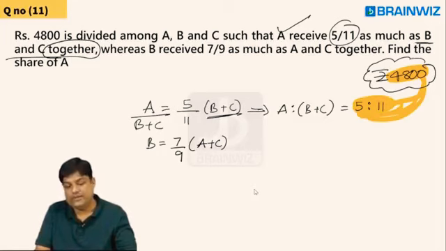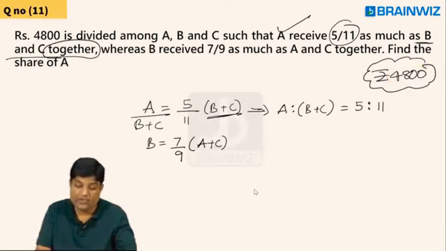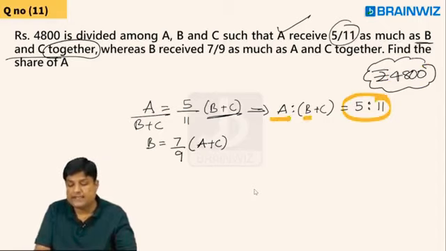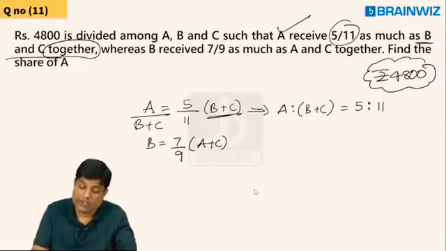Understanding what I mean to say? So try to understand. Everybody is there in the ratio. A is there, yes sir. B is there, yes sir. C is also there, yes sir. Everybody is there in the ratio. So this 4800 is everybody.